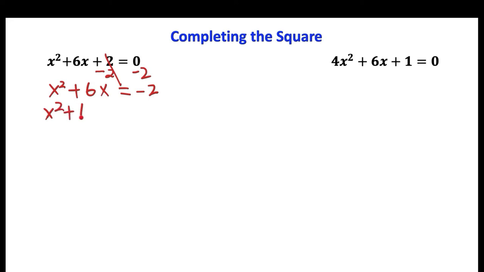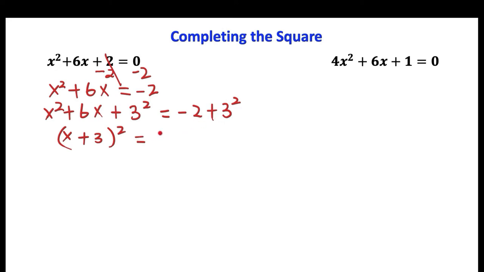The next step, we need to rewrite these two terms and also plus half of the 6 square. Basically, we just plus half of the middle term's coefficient square. So we do 3 square on the left side. We need to plus 3 square on the right side also. Now we actually completed the square already on the left side, so we can rewrite x plus 3 parentheses square. On the right side, negative 2 plus 9, which is 7.